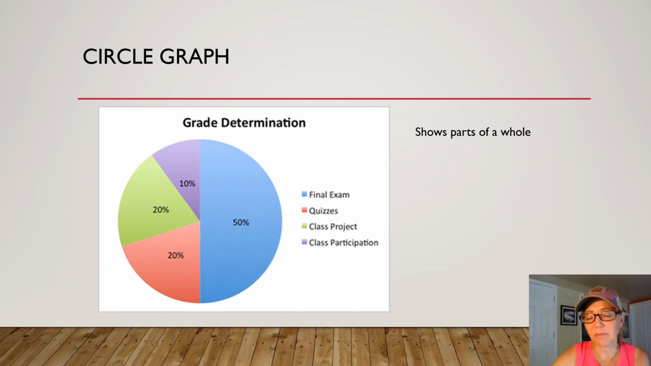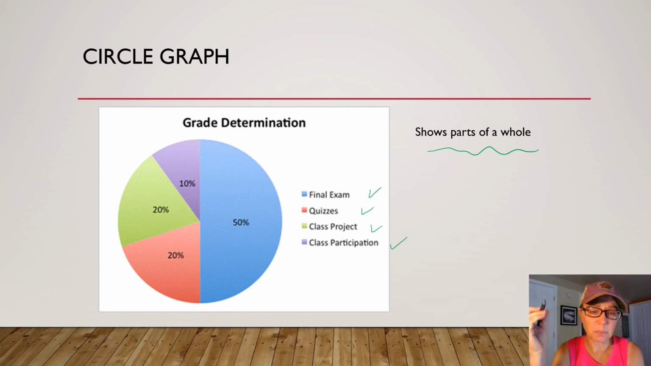The last graph we're going to talk about is a circle graph. You should only use a circle graph when you're showing parts of a whole. In our example, this is a teacher's way of grading students. There are 4 categories, and those are the only categories this teacher uses. So that represents the whole way that he or she grades.